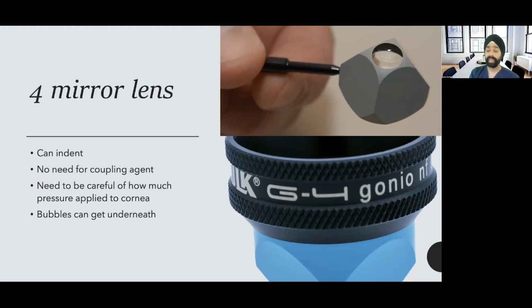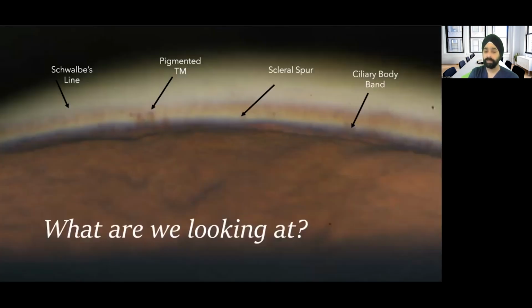In other words, if you have an angle that's, let's say, narrow, and you want to decide, is this angle potentially going to benefit from an LPI, peripheral iridotomy, you can put some pressure on the cornea. You can deepen the angle, and you can see, is this a plateau iris? Is this a narrow angle? And this can help you differentiate that as well. So there are some advantages of a 4-mirror lens.